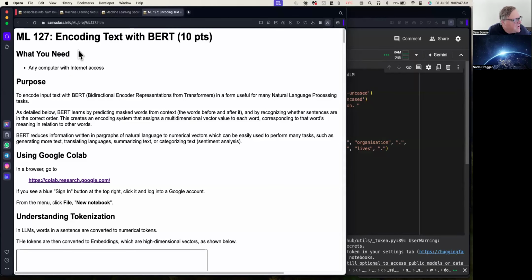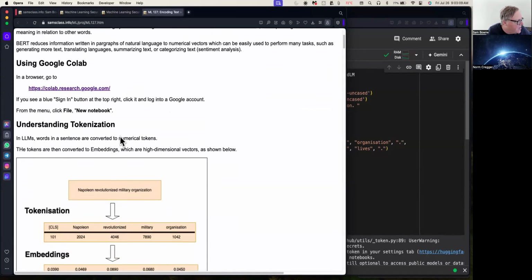Okay, so here we're going to talk about how you encode text. BERT is one of the main encoders, bidirectional encoder representation from transformers, which means it looks at the context of words with words both on the right and on the left. That's the bidirectional. So it makes sure that your words are appropriate in the context of surrounding words.